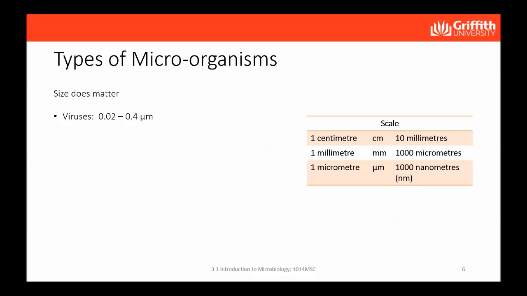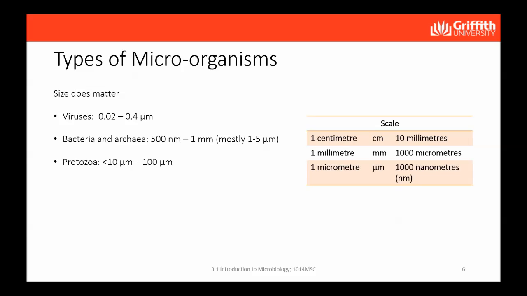Viruses are one of the smallest microorganisms. They are roughly 0.02 to 0.4 micrometers in size. An electron microscope is needed to visualize viruses due to their small size. Bacteria and archaea are diverse and range from 500 nanometers to 1 millimeter in size. However, most bacteria are 1 to 5 micrometers in size.